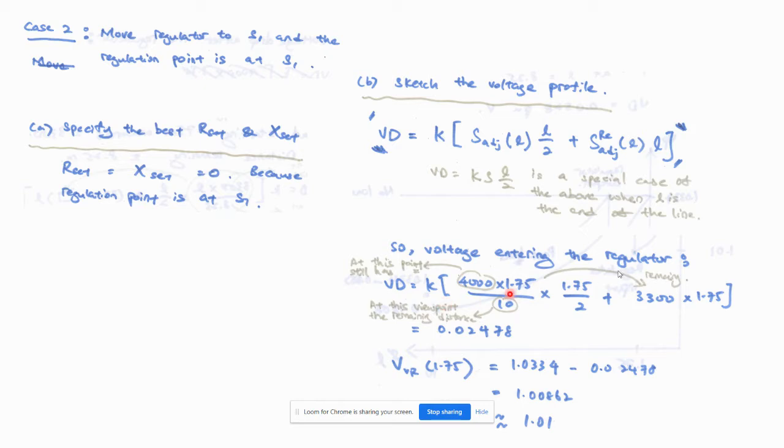Okay, so in 10 meter, you have 4,000 kVA. So in 1.75 meter, how many kVA do you have? And you calculate like this. And the drop of the voltage from the starting point of the feeder until the regulator is a uniform drop. So 1.75 divided by 2.